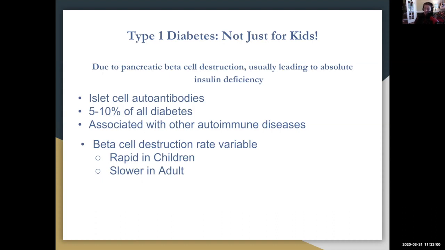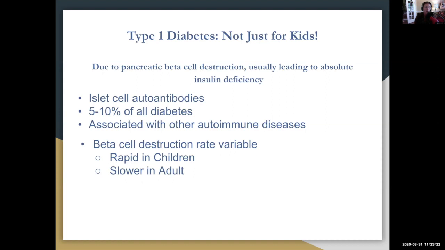And frequently, these autoimmune birds of a feather will flock together. So people with type 1 diabetes, they might also have Hashimoto's hypothyroidism. They might also have celiac disease. They might have rheumatoid arthritis. There are a number of things that can come with a type 1 diagnosis.